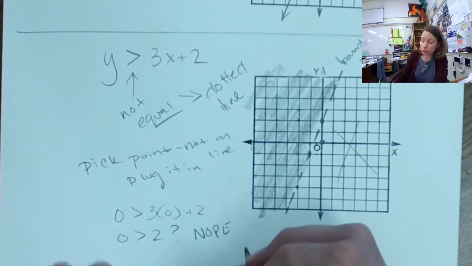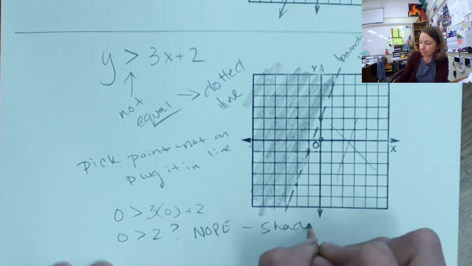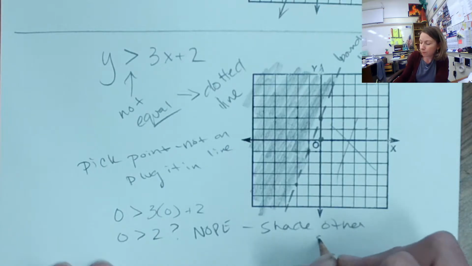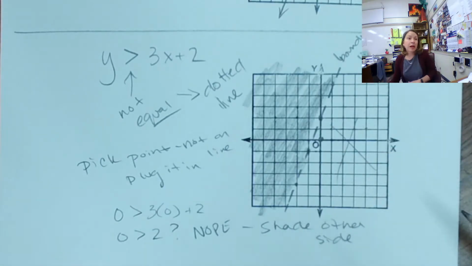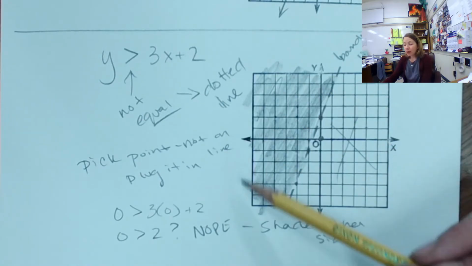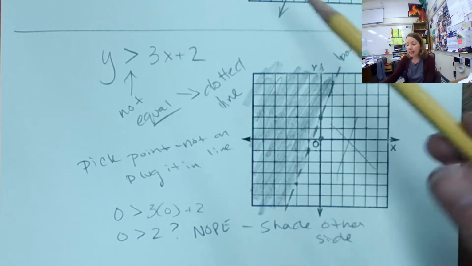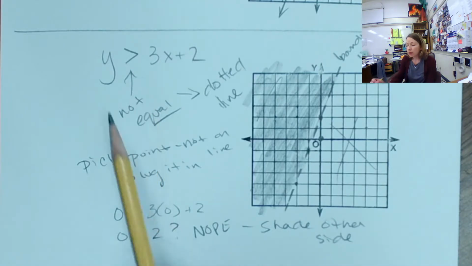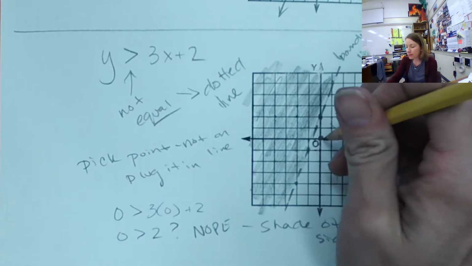So it's not true, so we shade the other side. If it were true, then I would shade the side that it was on. What this means is that if I were to pick any point on this side, it will make this inequality true. Let's pick a point just to test it.